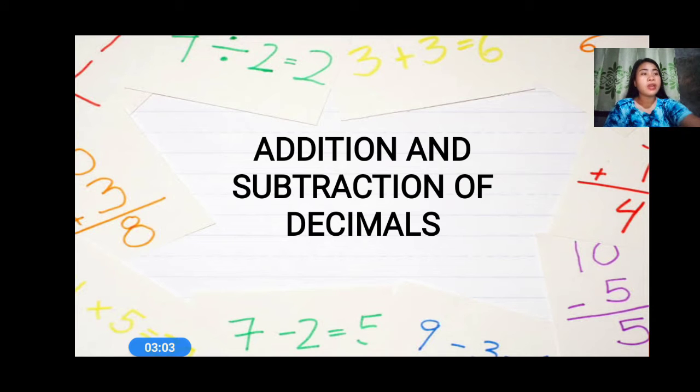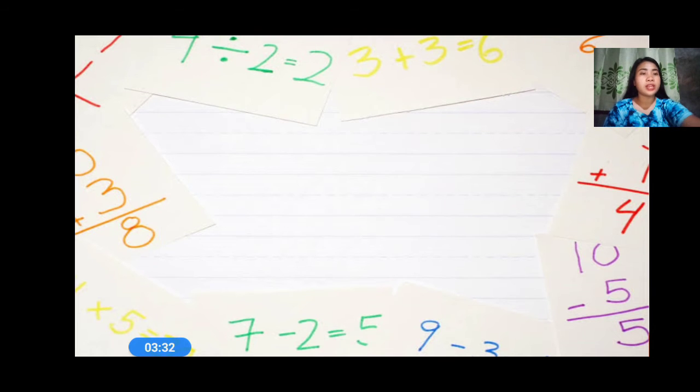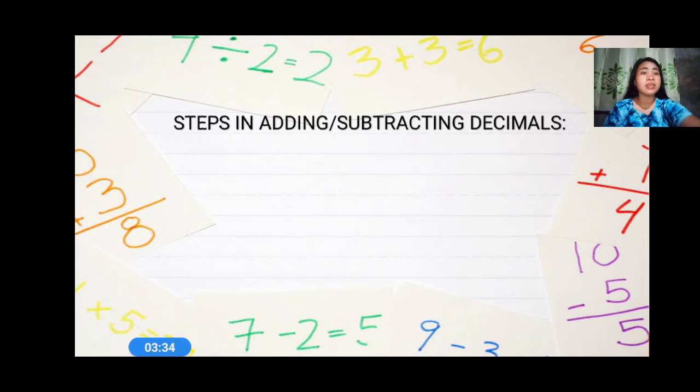Okay, again, what is the sign for addition? Plus sign. What is the sign for subtraction? Minus sign. So if we see a plus sign, then we are going to add. If we see a minus sign, then we are going to subtract. But we are going to add and subtract decimals today. Okay, so here are the steps in adding and subtracting decimals.